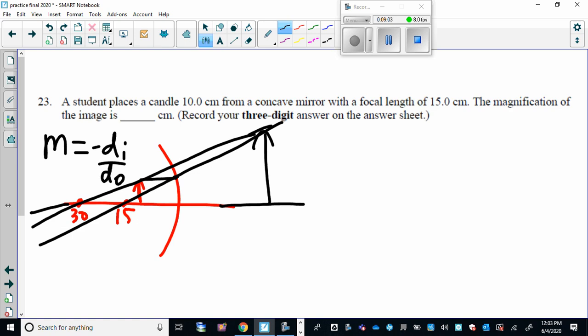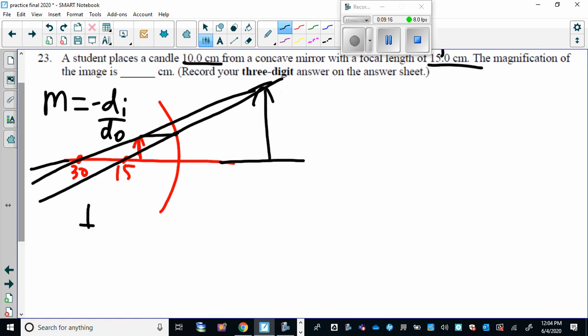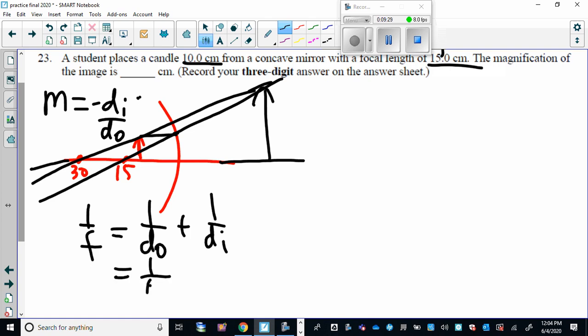Negative di over do. You have do. You have f. So you need to use this equation to find di, and then you're going to plug it back into this one. So it'll just be 1 over 10 plus, oops, sorry, I'm blowing it here. Let's do that again. Let's do the whole thing.